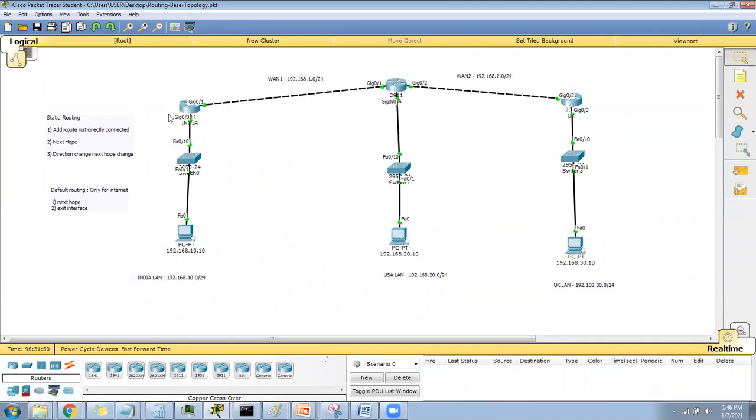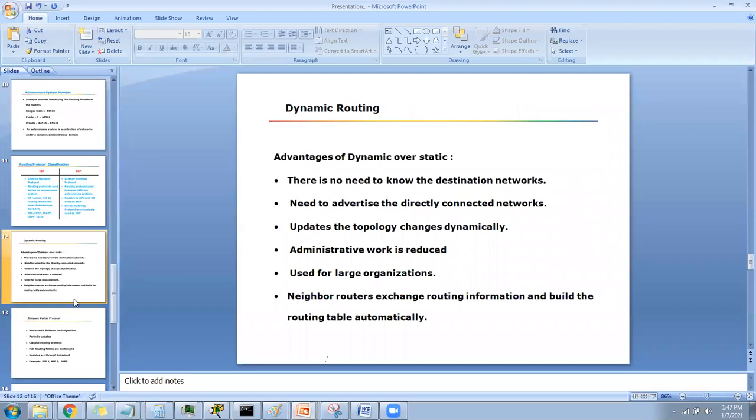So what will happen? These two routers will become neighbors. Whatever is in its routing table, this one will send to the other, and whatever is in the other's routing table, it will send back. So they exchange routing tables. If some other networks are connected on this side and some others on that side, these routers will exchange the routes like this. You need not worry about what is missing. They exchange the routes automatically in dynamic routing. Okay, so that is dynamic routing.